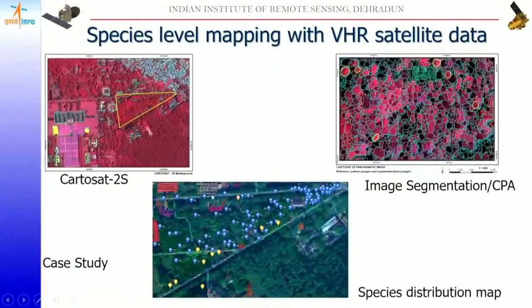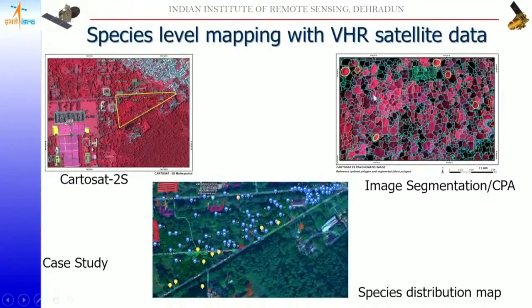So here we can see this triangle, and the yellow circles denote the ground validation points, and this is the segmented image. Here you can see the contrast as well as the different canopy structure in the segmented image. This is a multi-resolution segmentation, and it groups the different canopy characteristics into segmented classes of different sizes.